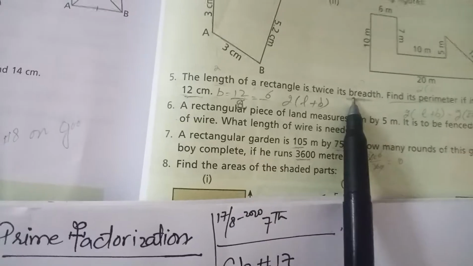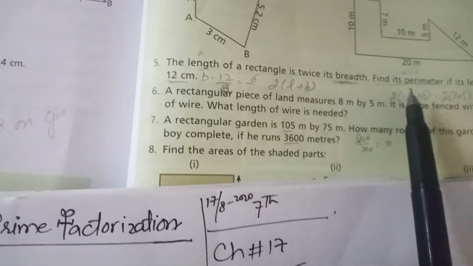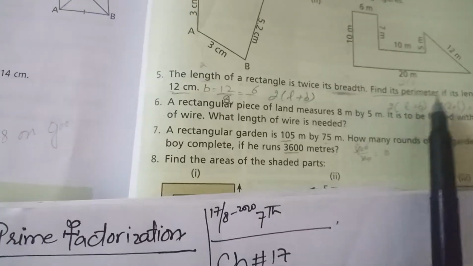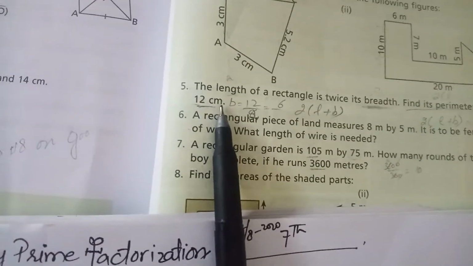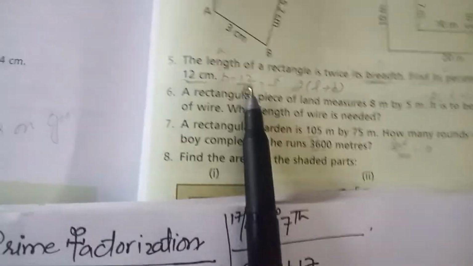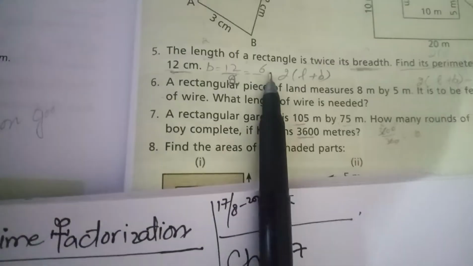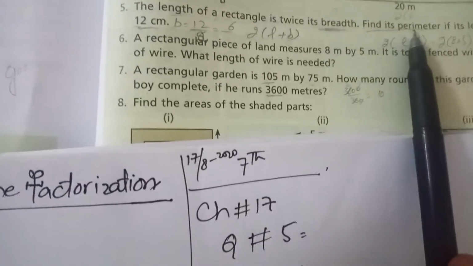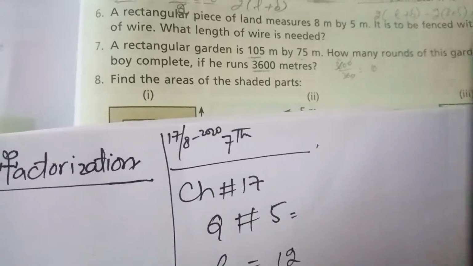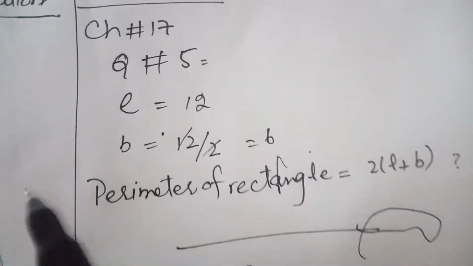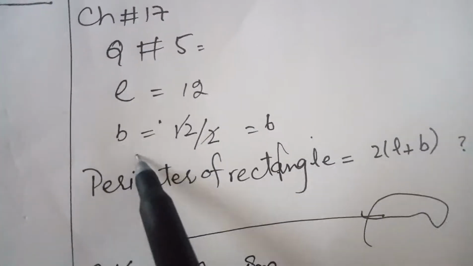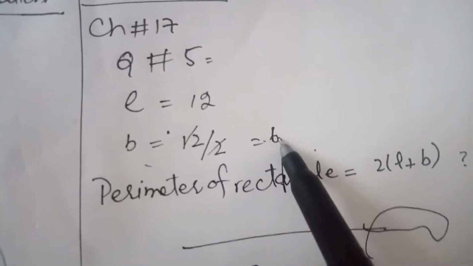The length is twice its breadth. Find the perimeter if its length is 12 centimeters. Length is given as 12 centimeters. It means the breadth is half of it, so you have to divide 12 by 2 to find its breadth, and then you have to use the formula for the perimeter. The breadth is 6 centimeters.